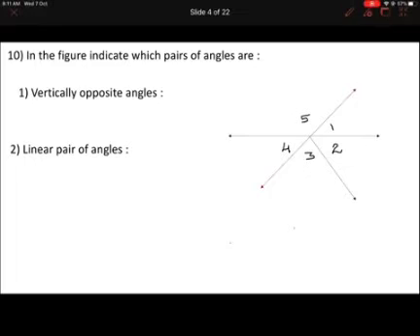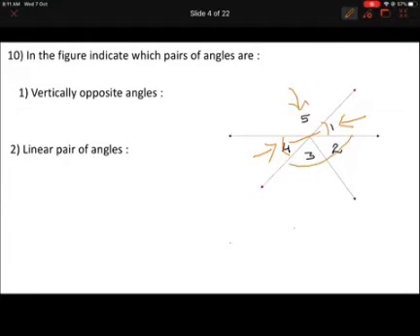Okay, now let's see. Again, you can see angle 1 and 4 vertically opposite, children. This is angle 1, this is angle 4. Okay, so they are vertically opposite. Again, you have angle 5 and the whole thing, that is angle 2 plus 3, they form a vertically opposite angle pair. Okay, that's all. We do not have any more vertically opposite angles. Then what about linear pair of angles?